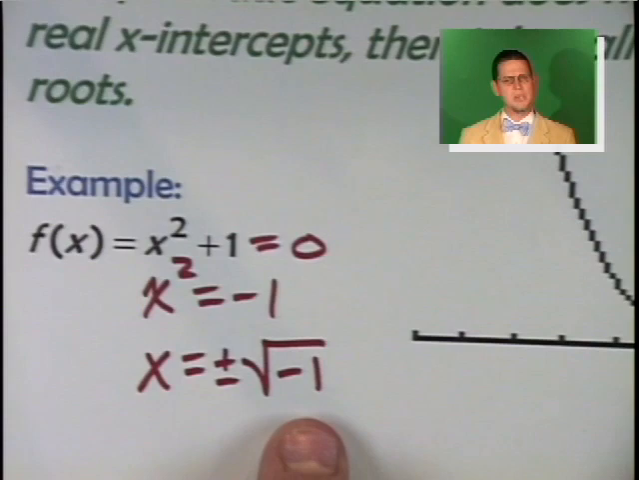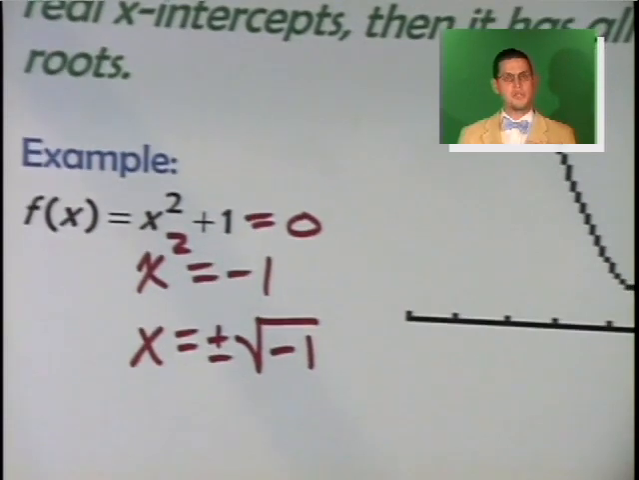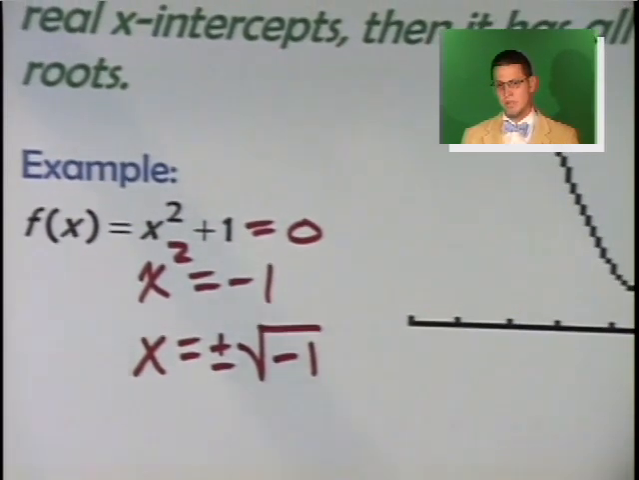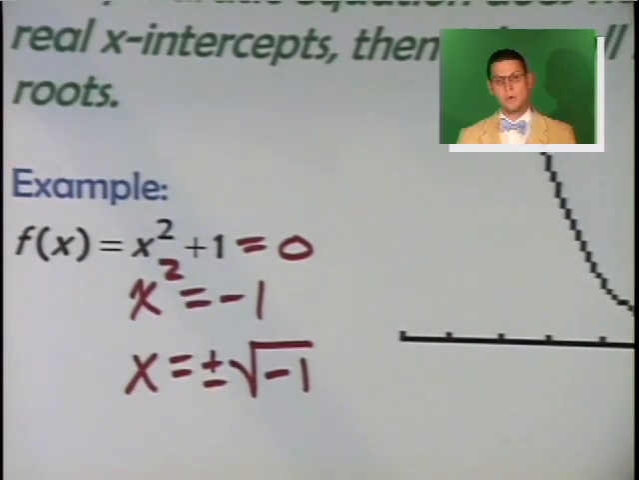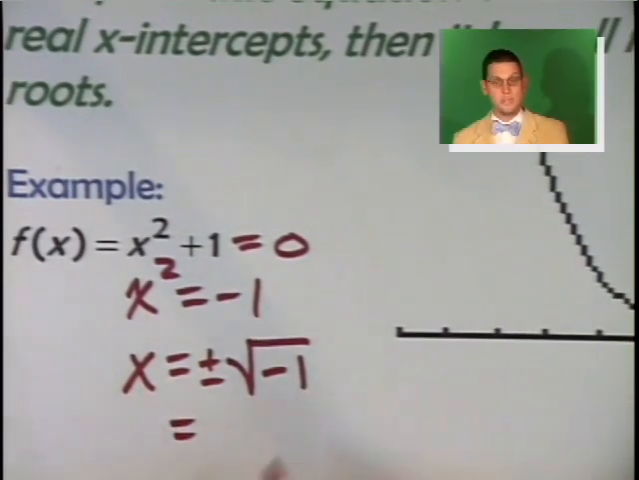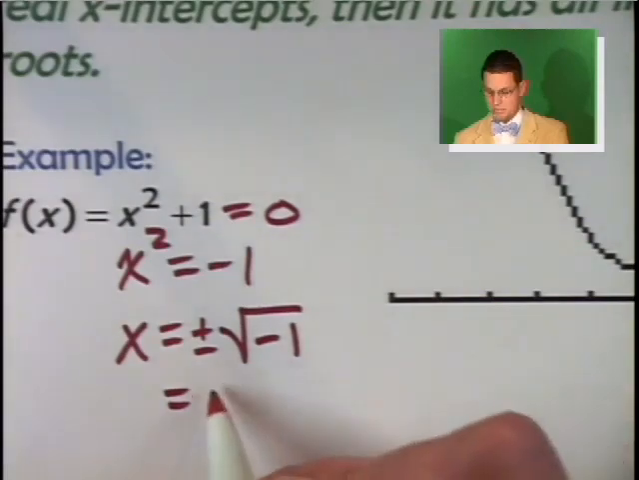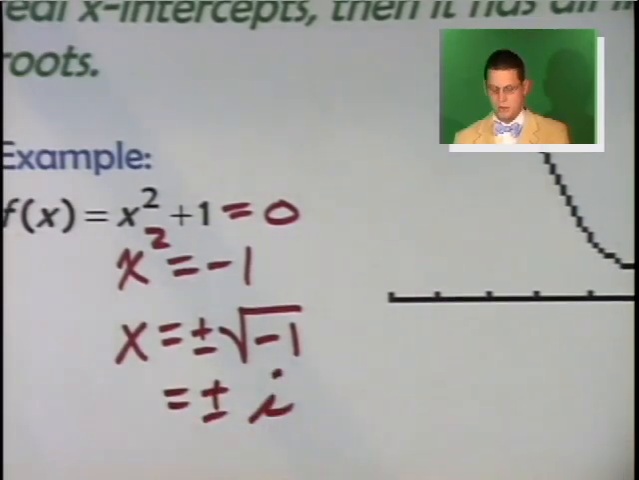Because what that means is you have to have a number that you can multiply by itself and get a negative number. And the product of 2 positives is positive, and the product of 2 negatives is also positive. So how can we do that? Well, here is where the need arose to invent something, okay? Invent a notation for this. And that's where we get the square root of negative 1 defined to be the imaginary unit that we call i.